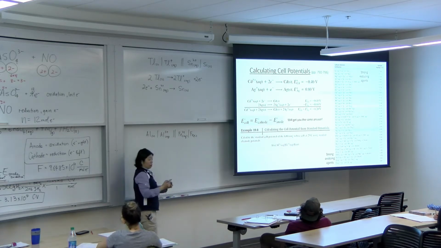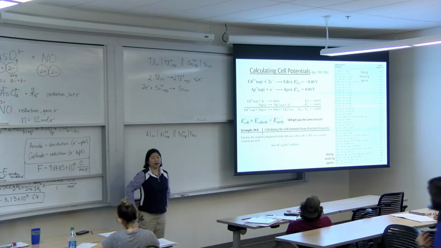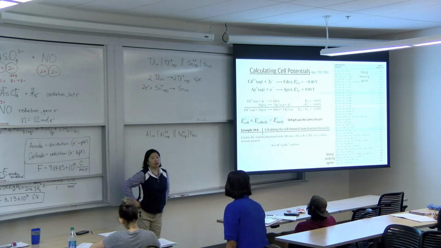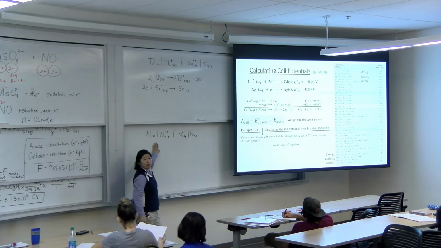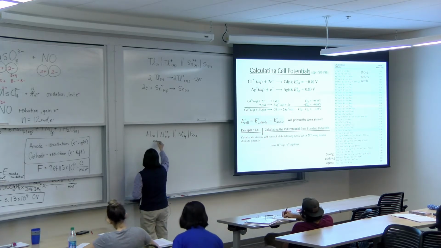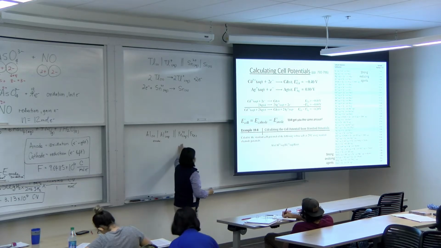So let's just do a quick review before we go too far ahead. This is our standard cell notation, right? Is this the anode or the cathode? It is the anode. What about this side? This is the cathode.